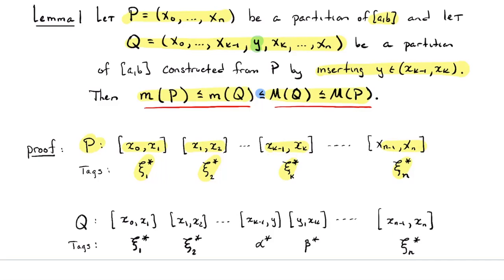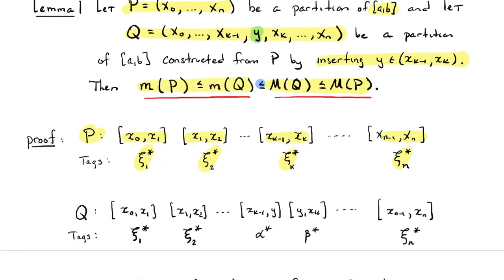Okay, and now when I look at this partition Q, lots of the subintervals in Q are the same, right? The first subinterval is the same, the second subinterval is the same. It's only this kth one that we broke into two. So in all the subintervals that are the same, pick the same tags, the absolute maximums. And in fact, in these two new subintervals, I'm also going to pick the absolute maximums. I'm just going to call them alpha upper star and beta upper star.